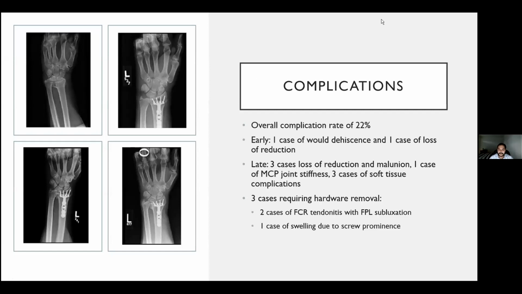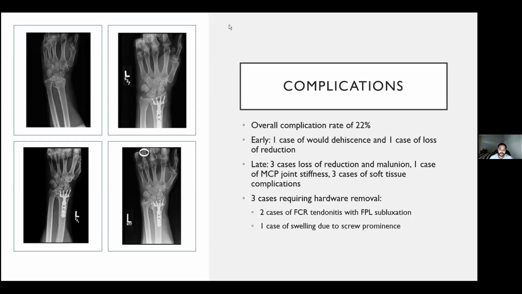So going into the complications that they saw overall, this study had a complication rate of 22%. They categorized that into early and late complications. Early complications, they had 1 case of wound dehiscence and 1 case of a loss of reduction. The wound dehiscence came from a patient who also had a burn injury to the same side. And in terms of the late complications, they had 3 cases of loss of reduction that then went on to a malunion, 1 case of MCP joint stiffness, and then 3 cases of soft tissue complications. Those 3 soft tissue complications all required hardware removal.